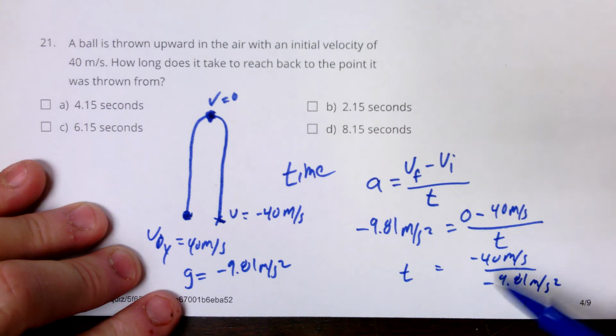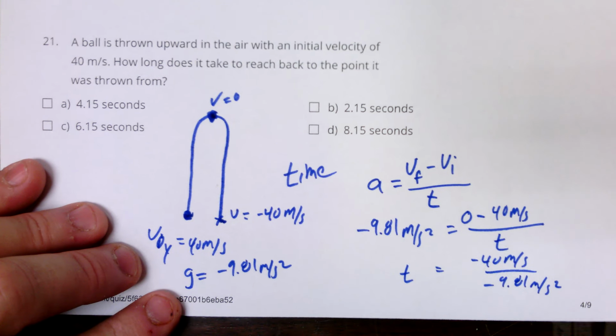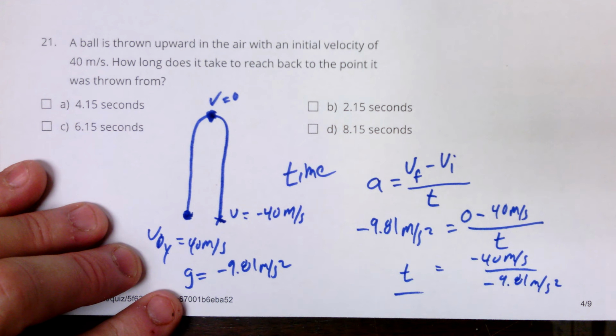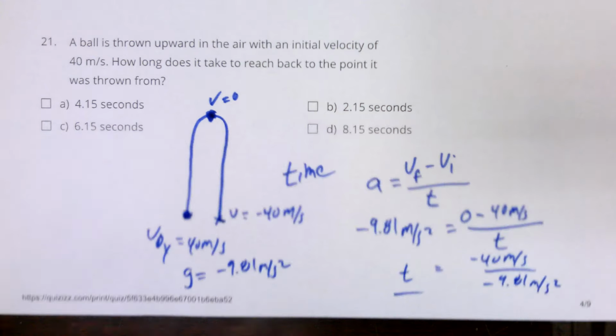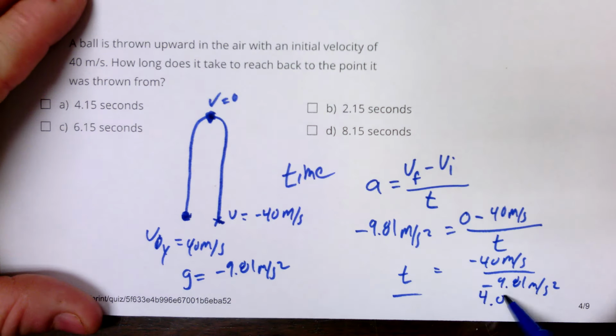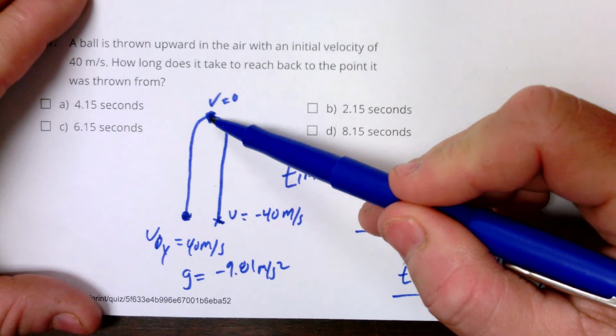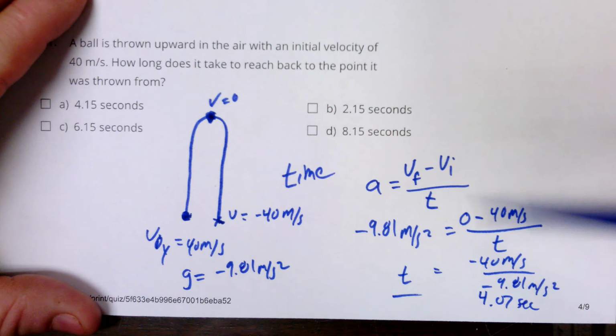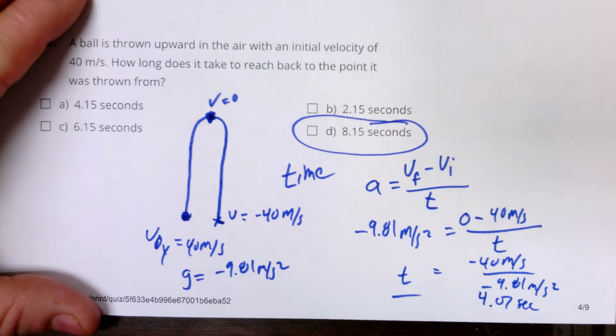Okay, now notice, I'm going to get a negative, negative. Negative, negative cancels out and becomes a positive, which is good because we can't have a negative time. So it's going to be 40 divided by 9.81. We'll take the handy dandy calculator out here. 40 divided by 9.81 equals 4.07 seconds. But remember, that's the time to go up. The time to come right back down will be the same. It'll be 4.07 seconds. So we double that and we get that number right there.